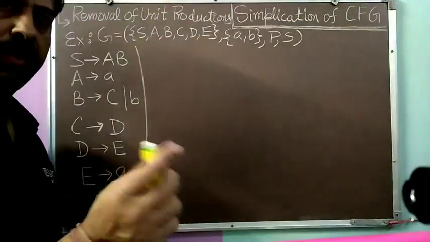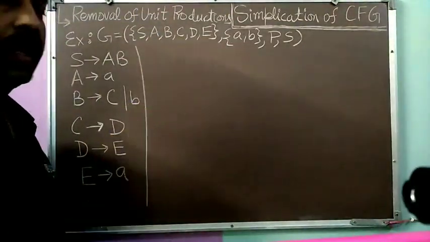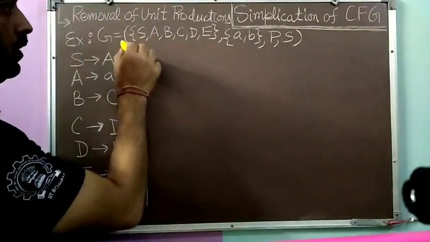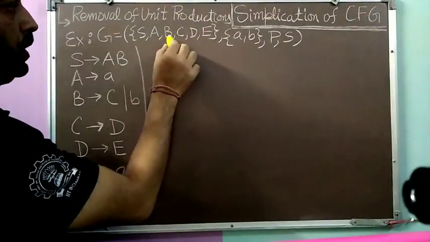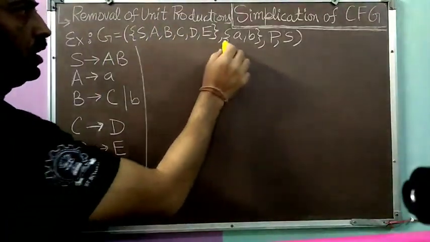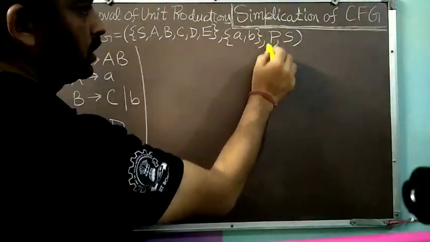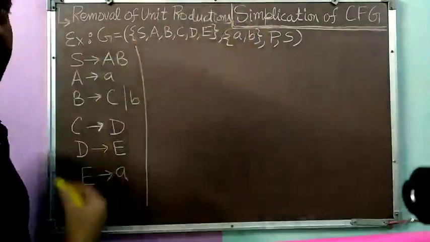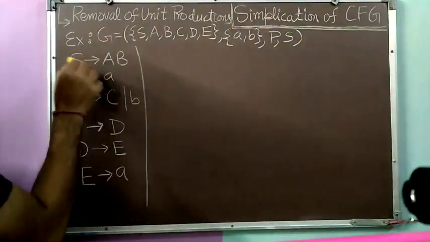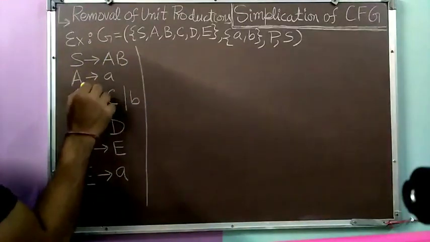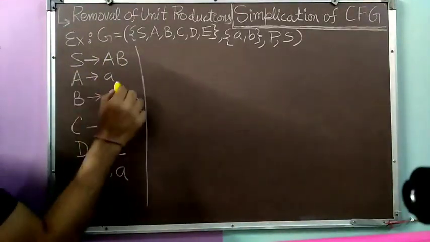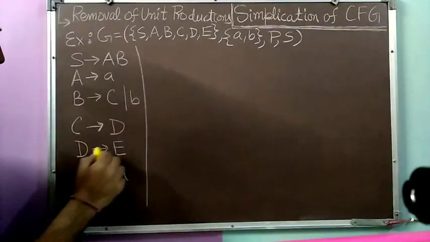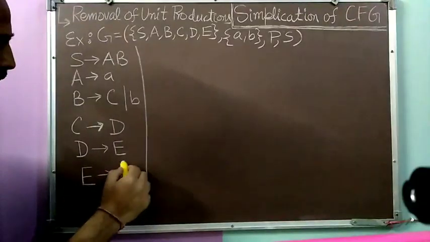Now to understand the process we have just explained, we are taking one example. Our example grammar G has variables S, A, B, C, D and E, terminals small a and small b, and a set of productions P, and S is the start symbol. The productions are: S to AB, A to a, B to C, B to b, C to D, D to E, and E to a.